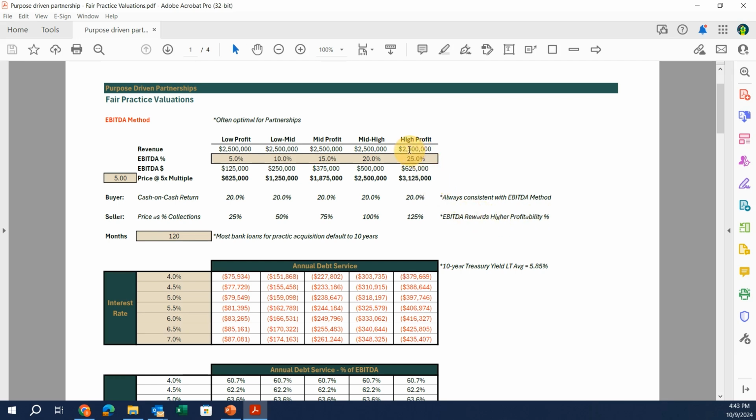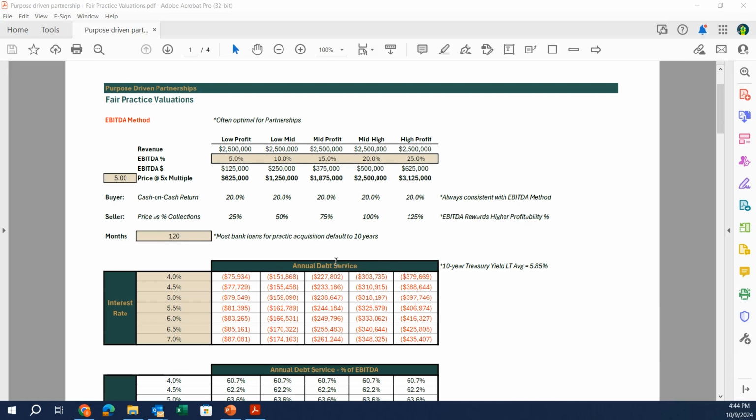I think it's fair to say that a $2.5 million practice that's generating $625,000 of cash flow for the owners is not the same as a $2.5 million practice that's only generating $125,000. That's what the EBITDA method recognizes, that the percentage of collections method does not recognize, which we'll cover in a moment.